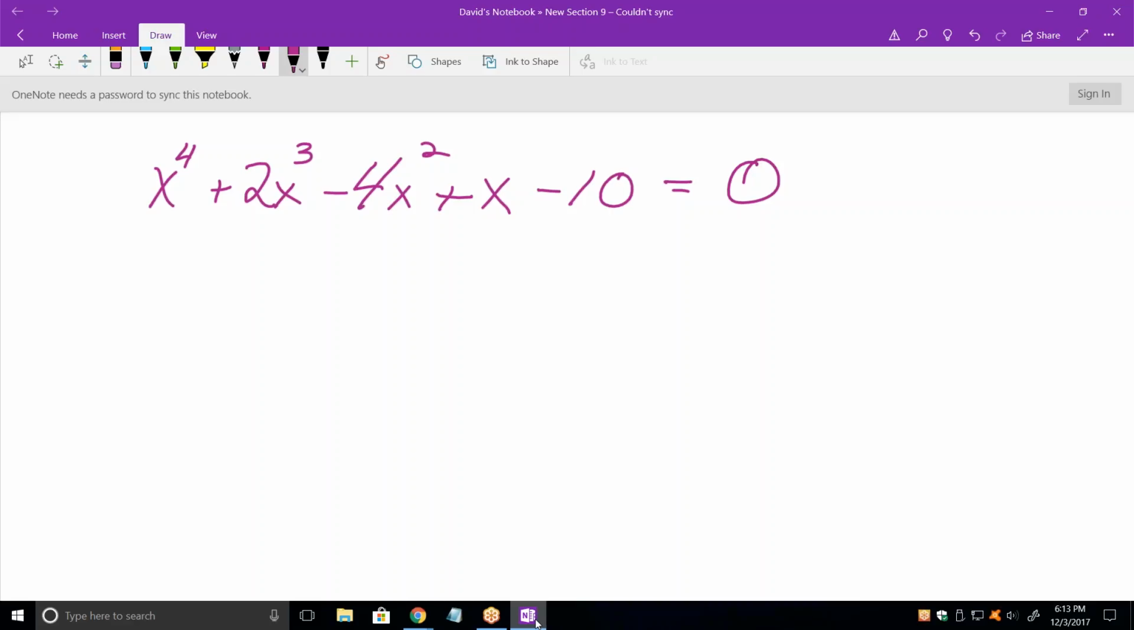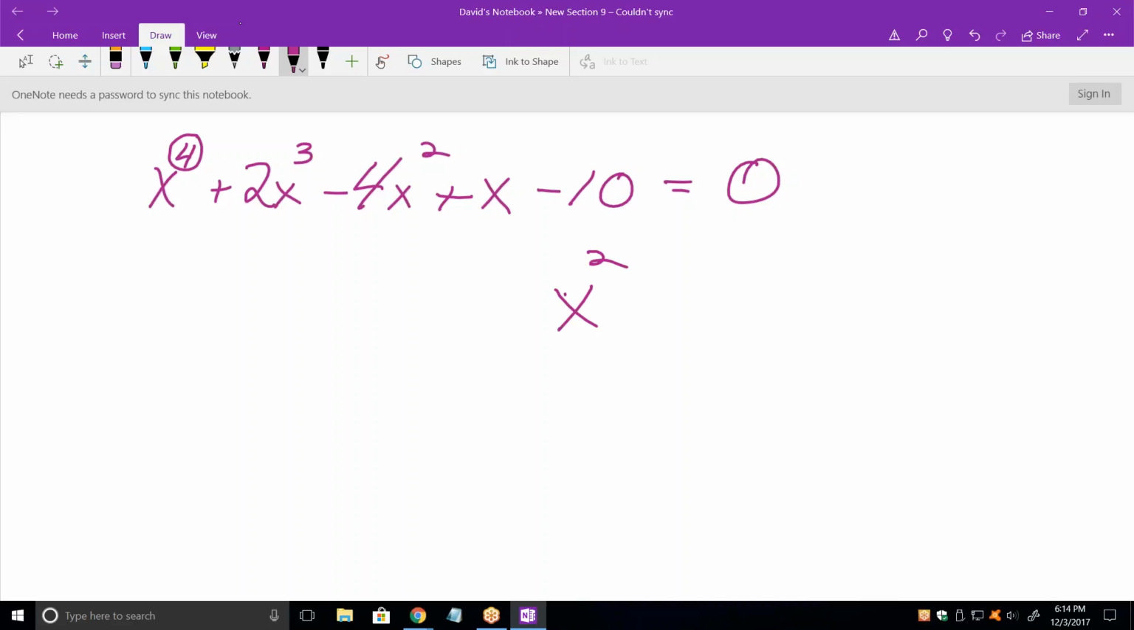Honestly, I'm clueless right now. In other words, this is a fourth degree polynomial. And it therefore has four solutions, which means four zeros. Okay, let's take a look at this problem here.